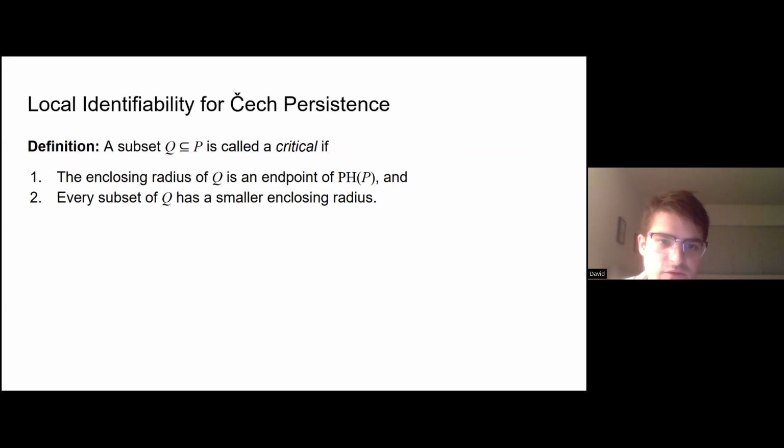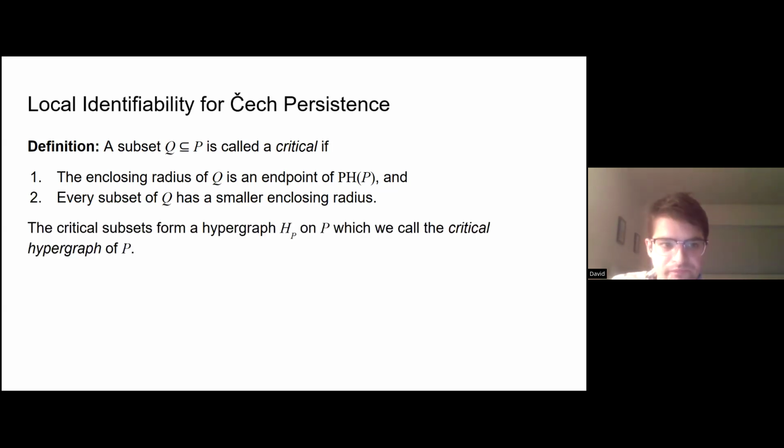A subset Q of my point cloud is called critical if the enclosing radius of Q is an endpoint of the persistent homology of P. So it appears at the same time that the topology changes, and every subset of Q has a smaller enclosing radius. So none of its faces are appearing at the same time. The critical subsets are not going to form a simplicial complex. They're going to form a hypergraph on our point cloud. We call this the critical hypergraph of P. So these are the simplices that appear, and they, in some sense, change the topology.